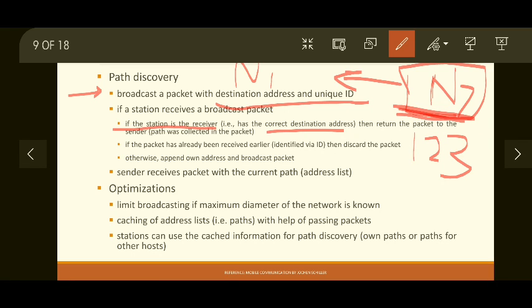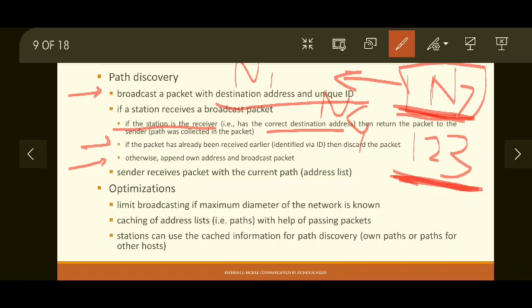So whoever sent this packet to me, I will return this packet to the same sender. Okay, second condition, the intermediate nodes. If the packet has already been received earlier, which will be identified via ID, sometimes because of looping you will receive multiple packets of the same unique ID. In such a case, discard the packets which are received later on. So to avoid duplication, we will discard all the packets which are received later on after receiving the first packet.